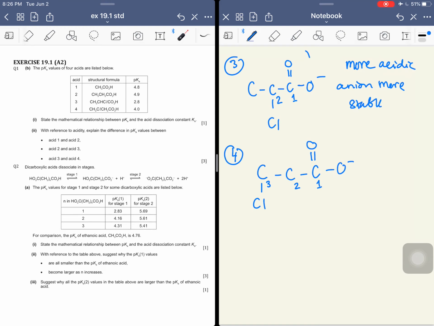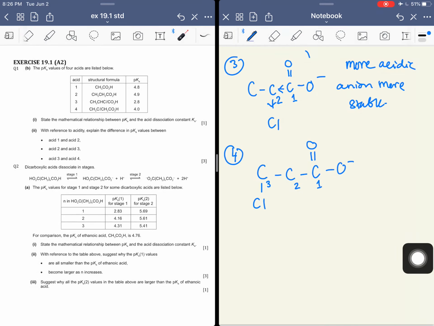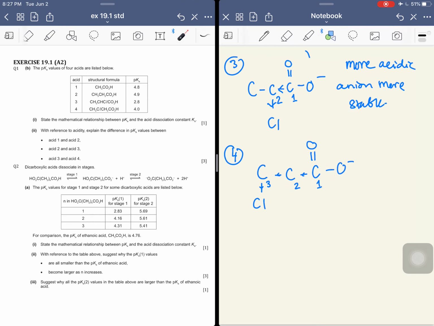Okay, that's true because the effect of the chlorine withdrawing electron density from the COO minus is bigger than if you look at this chlorine. The arrow is smaller because the chlorine is further away, so it doesn't remove a lot of electron density from the COO minus. Okay, so we will talk about the distance.